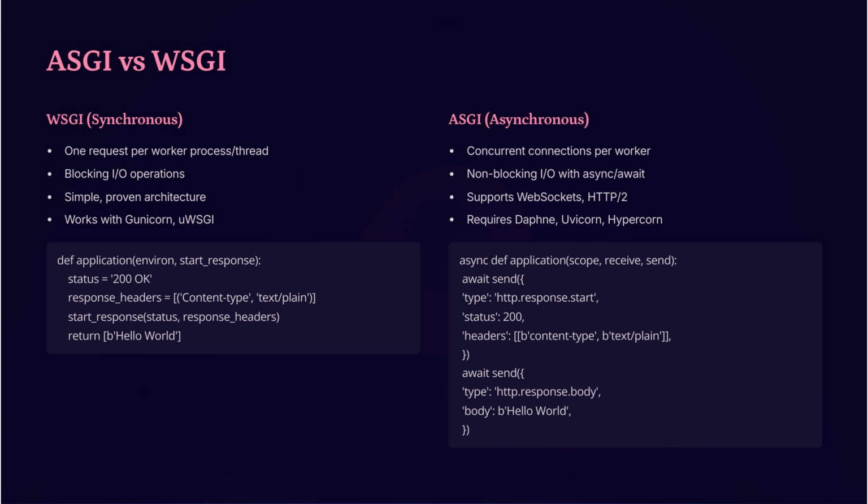WSGI handles one request per worker, using a simple, synchronous model, ideal for traditional HTTP. ASGI, however, supports concurrent connections with non-blocking I/O, enabling WebSockets and HTTP too. It requires servers like Daphne or Uvicorn. This shift allows Django to handle modern web protocols efficiently, enhancing real-time communication capabilities.